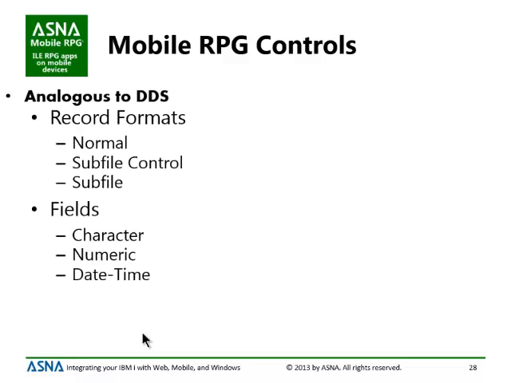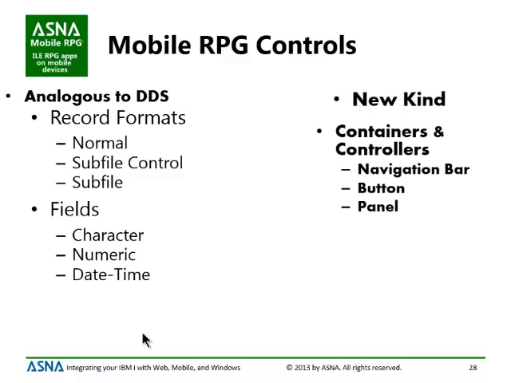Now in the mobile RPG controls, there's sort of 2 categories of controls. The first of which are those that are analogous to the traditional display file rendering. That is, a text box maps easily to an input field. There's not much of a translation there to do. Character fields, numeric fields, normal record format subfile controllers and subfiles.